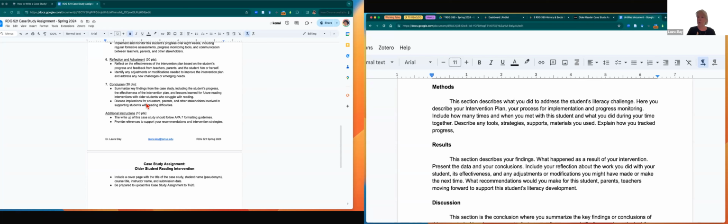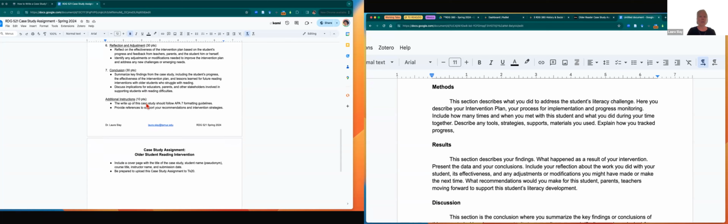So we want the story of what you did in this particular study. Paint a picture of your participant, paint a picture of the problem, paint a picture of the methods that you use to work and gather information and work to improve this literacy concern for this particular student.